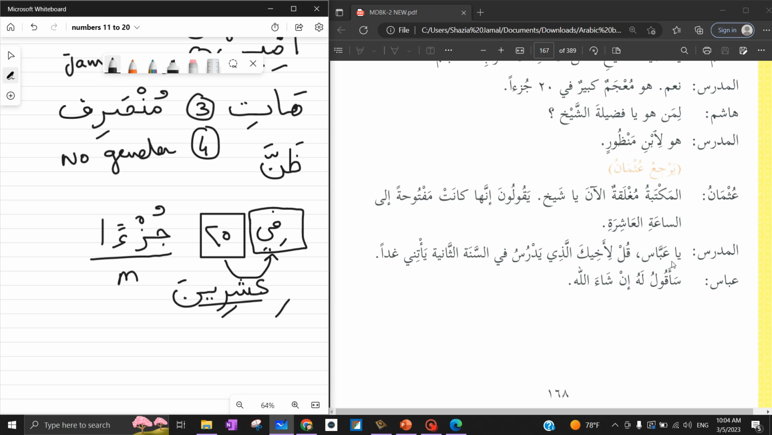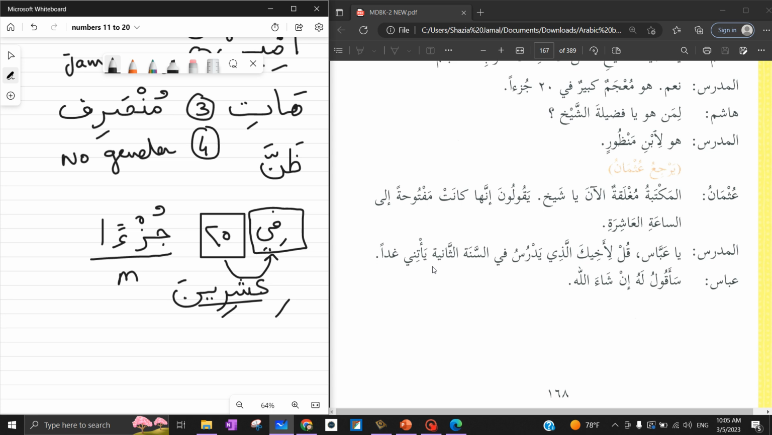So the teacher says, Ya Abbas, qul li akhika, which means tell your brother, alladhi yadrusu fi sanata thaniya, the one who studies in the second year. Sanata thaniya means the second year. I told you, thaniya, then salisa, rabia. Why is it with tamarbuta? Because it is coming as a sifa for sana. That's why. So, who is studying in the second year?